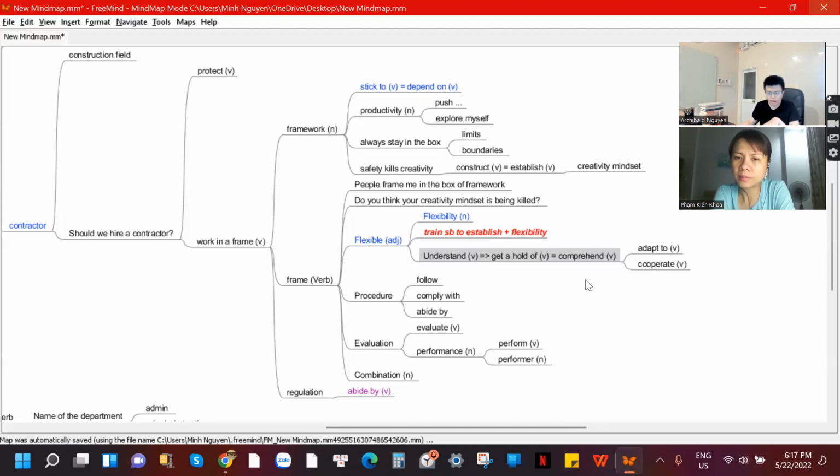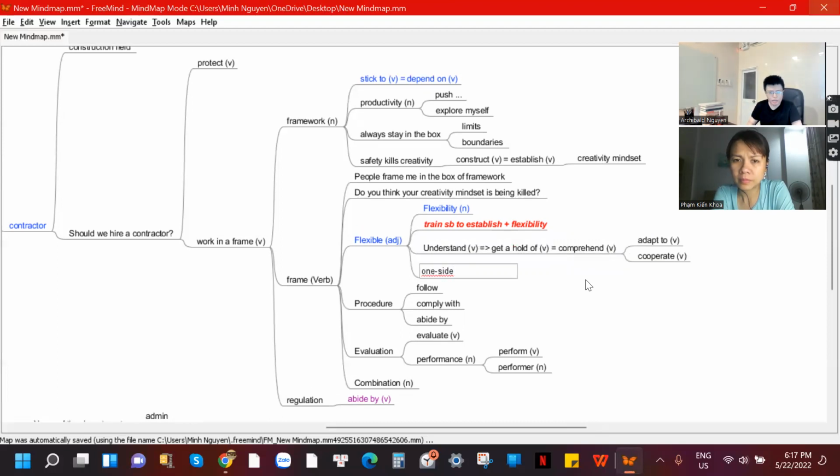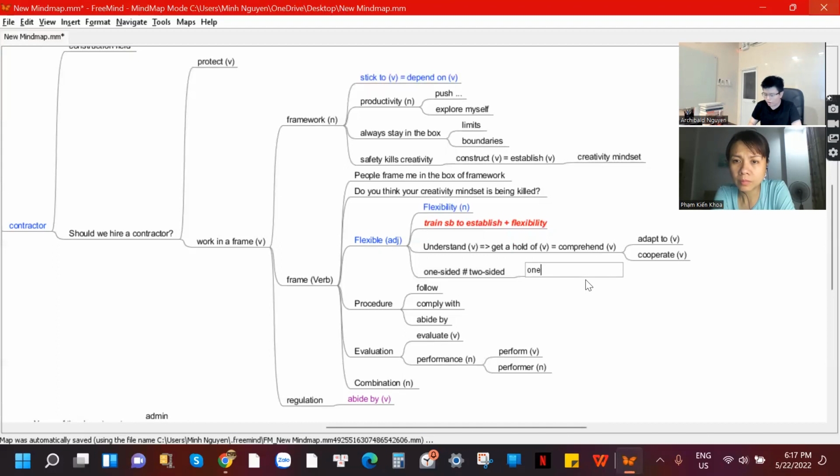And we need to comprehend, but it's like this. Everything is two-sided. The first, okay, one-sided or two-sided. Here, I use the words one-sided or two-sided. If you say one-sided, two-sided, you need to understand the situation, get a hold of the situation. So is it one-sided understanding or two-sided understanding? People in Vietnam, in Asian countries, everything is performed in one-sided understanding, one-sided comprehension.